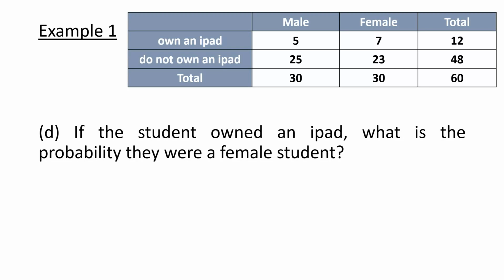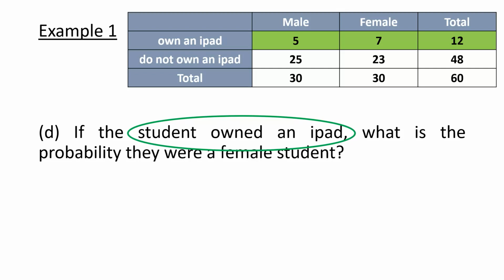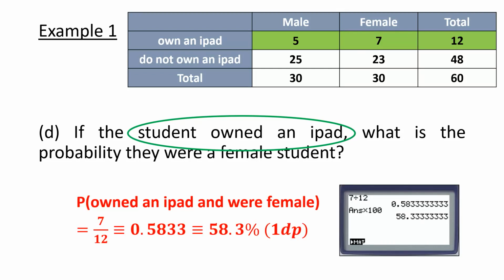All right, part D. If the student owned an iPad, what's the probability they were a female student? So again, there's a condition on this. If the student owned an iPad. So we're not interested in all 60 students. We're only interested in those students that own an iPad, these 12. What's the probability they're a female student? Well, there's 7 of them. So we're going to say 7 females out of the 12 that own an iPad were female.